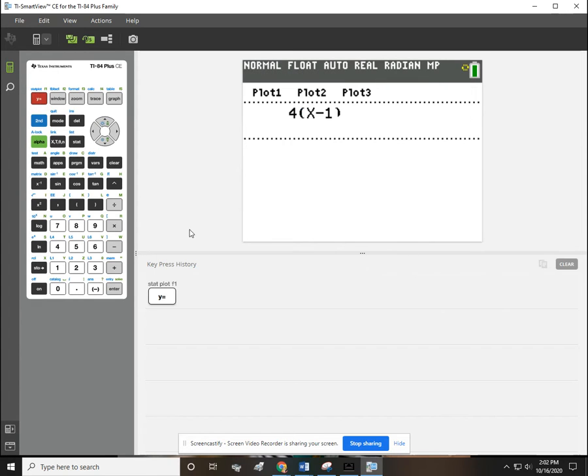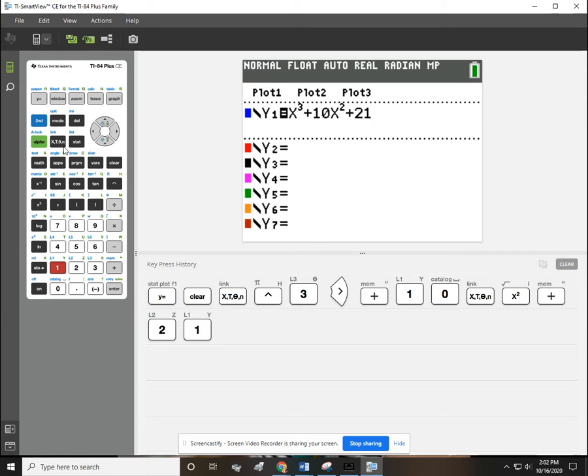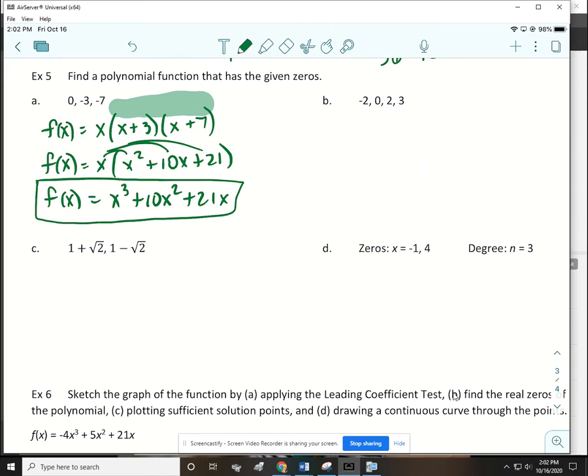Okay, and we will go to y equals and type that function in. And when we look at the graph, this graph has a zero at negative 7, a zero at negative 3, and a zero at 0. So we have fulfilled what we needed to do. All right, so let's go to the next one.